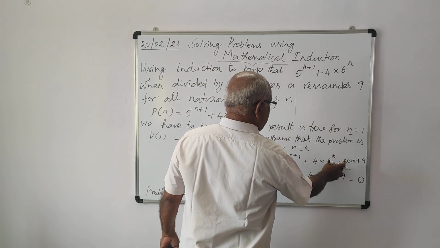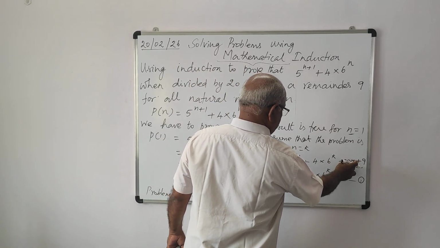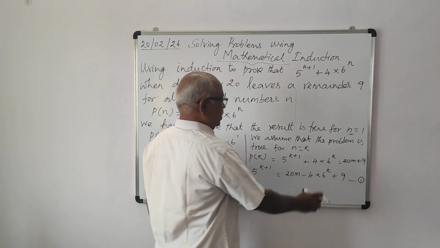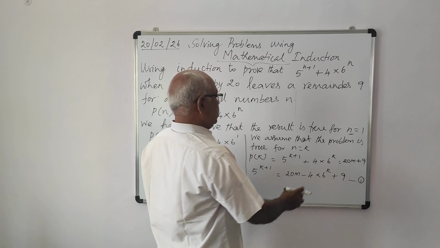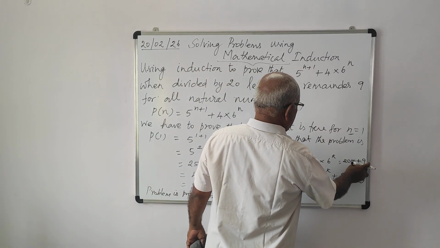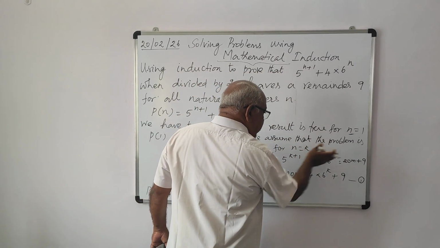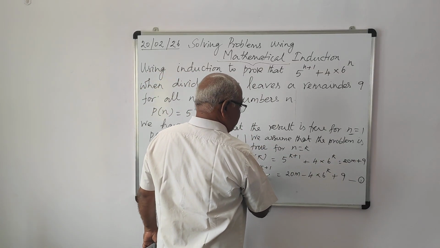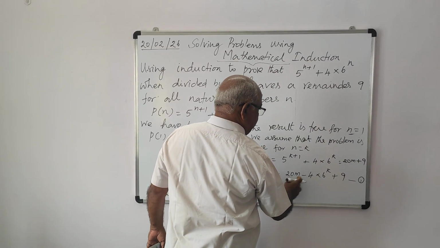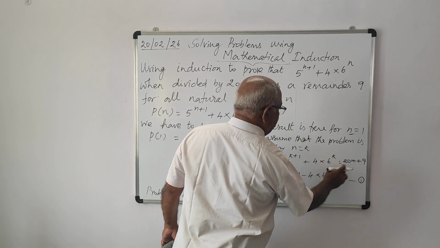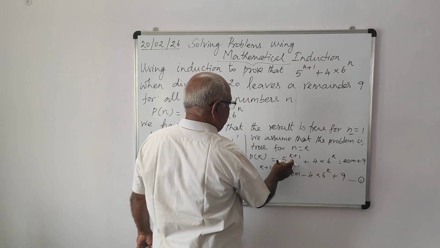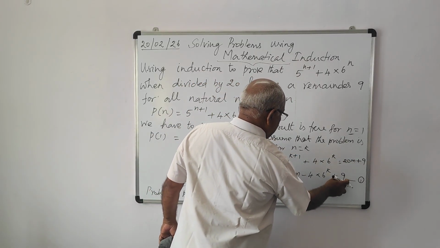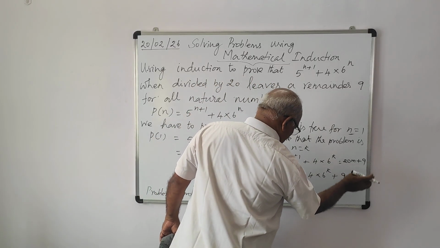So this can be expressed as 20 times some scalar natural number m plus the remainder 9. So 5 power k plus 1 plus 4 into 6 power k equals 20 times some number plus remainder 9. Keeping only 5 power k plus 1 on the left hand side and moving the rest to the right hand side, it is 20m minus 4 into 6 power k plus 9. Consider this expression as equation 1.